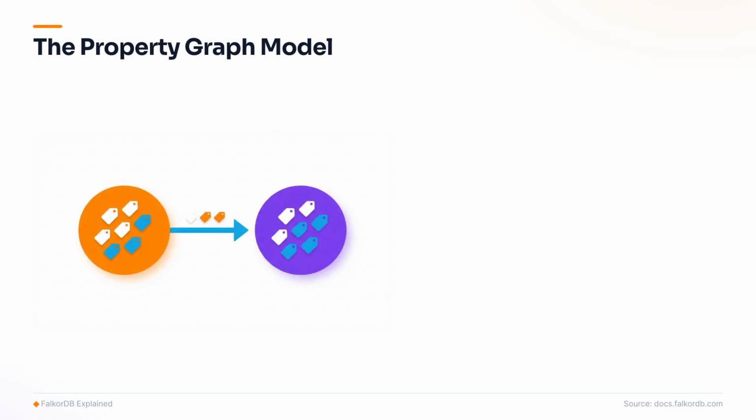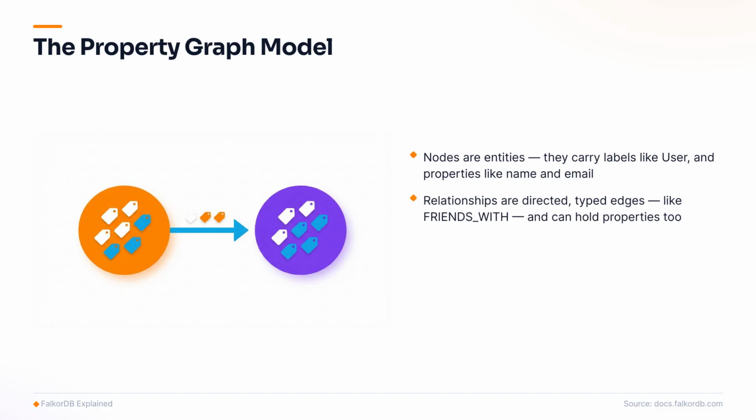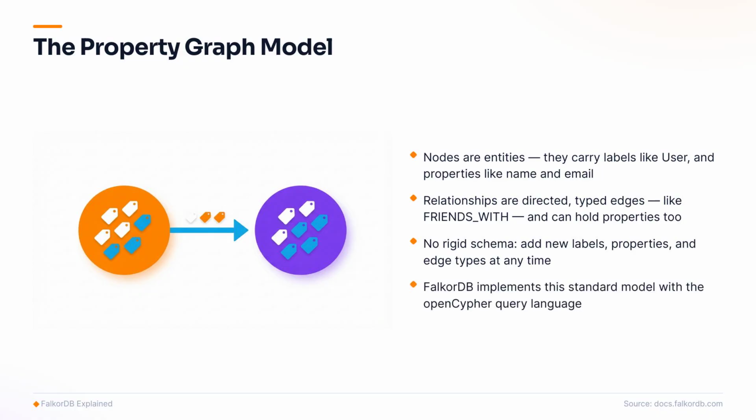FalkorDB uses the property graph model. Here's how it works. Nodes represent entities. Each node can have labels, like user or post, and properties like a name or an email address. Relationships are the edges between nodes. They are directed. They have a type, like friends, and they can carry properties of their own, like the date a friendship started. There's no rigid schema. You can add new labels and edge types whenever you need them. And you query all of it with openCypher, the most widely used graph query language.